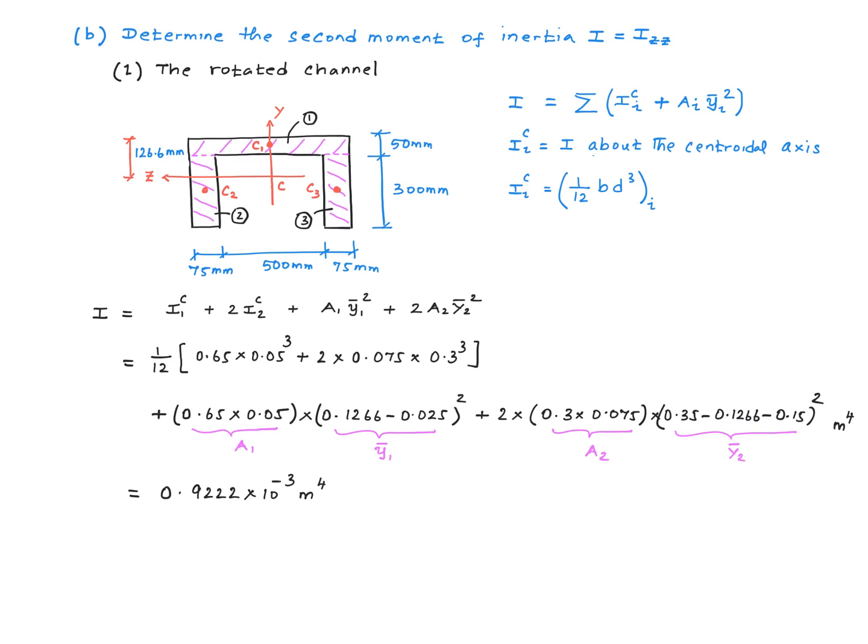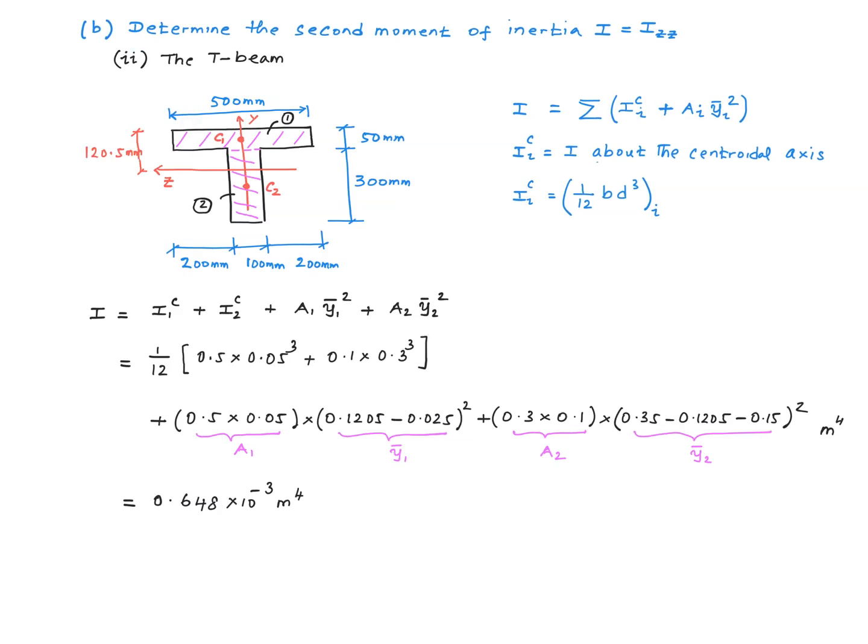Here are the details for the calculation of the second moment of inertia for this rotated C section about the z-axis. Once again, we use the approach we normally take for composite sections. So this C section is divided up into three rectangles, and we use the parallel axis theorem in order to calculate the second moment of inertia for the entire cross-section. The second moment of inertia, I, is calculated to be 0.9222 times 10 to the minus 3 meter to the power of 4. Here are the details for the T-beam, and here I is calculated to be 0.648 times 10 to the minus 3 meter to the power of 4.